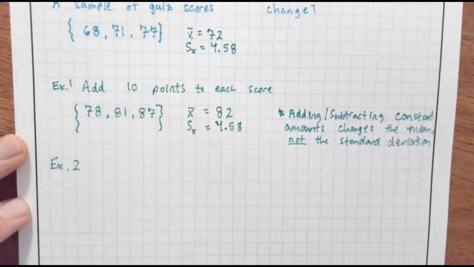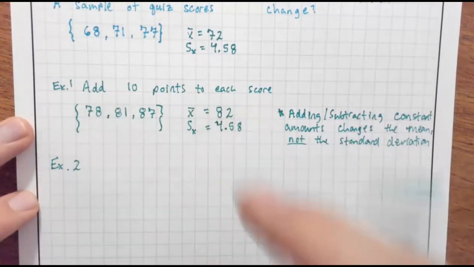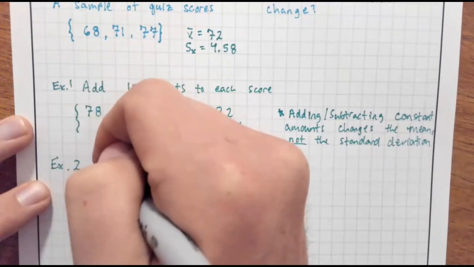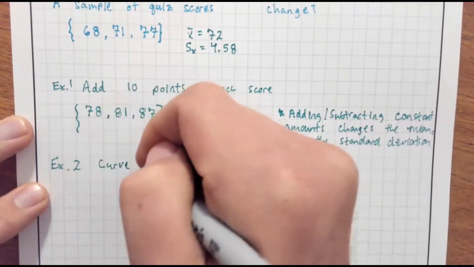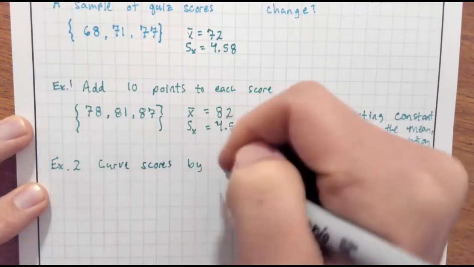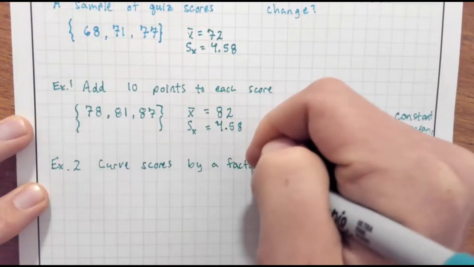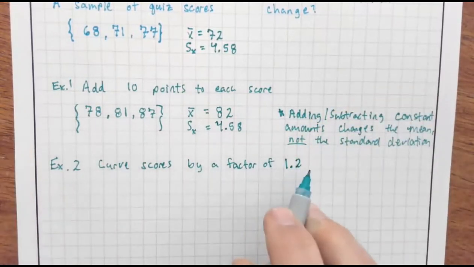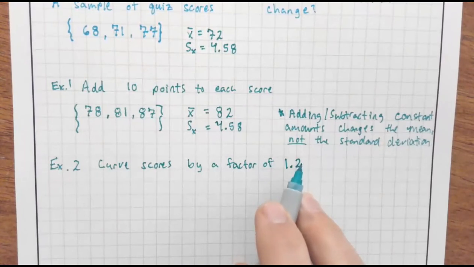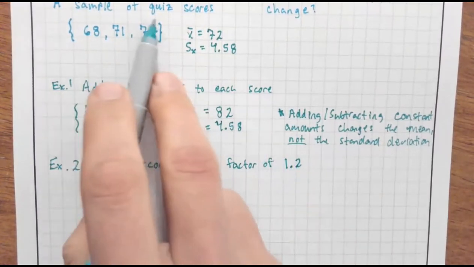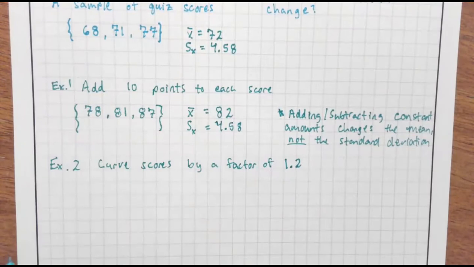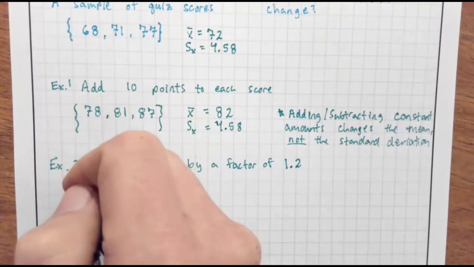You're transforming every single data point, but we're just going to stick with the same quiz score scenario. So instead of adding 10 points to each score, let's have the generous teacher curve the scores by a factor of 1.2. If he's multiplying the scores by 1.2, it's essentially helping the students that did better. The kid that got a 77 is going to get more curved points than a student that got a 68.